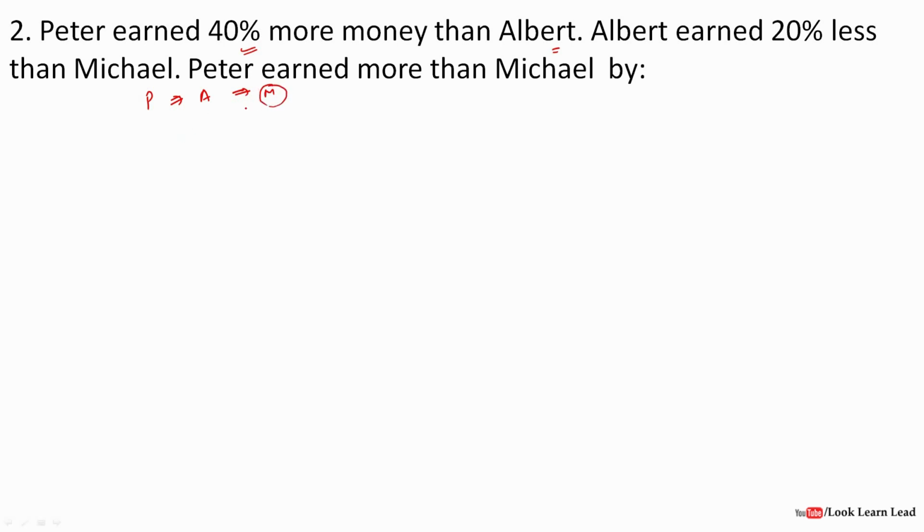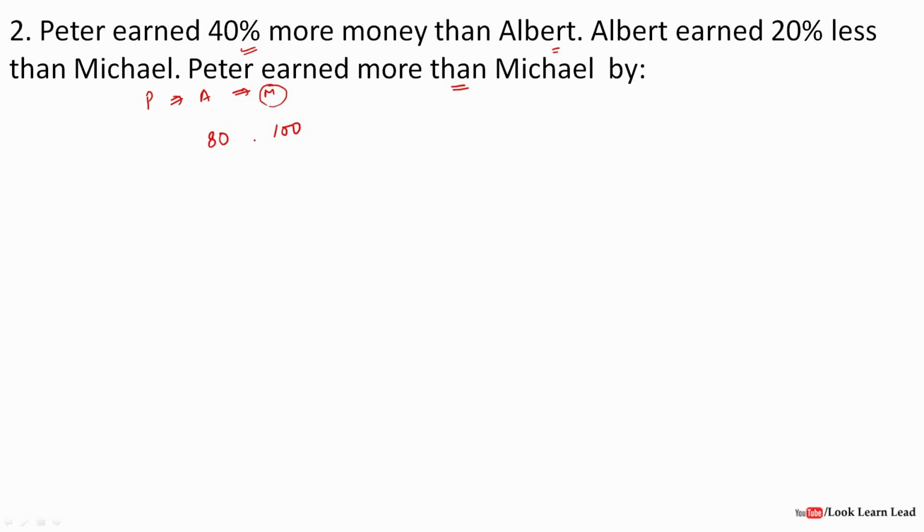We have to make a comparison between Peter and Michael, that is, than Michael. So Michael would be at the denominator. So let's see the question. I'll take Michael as 100. Okay, now the first comparison, Michael is compared to whom? Albert. Albert earned 20% less than Michael. So if Michael is 100, Albert would be what? Less by 20%. 20% of 100 is 20. So 100 minus 20 is 80. So Albert would have 80.